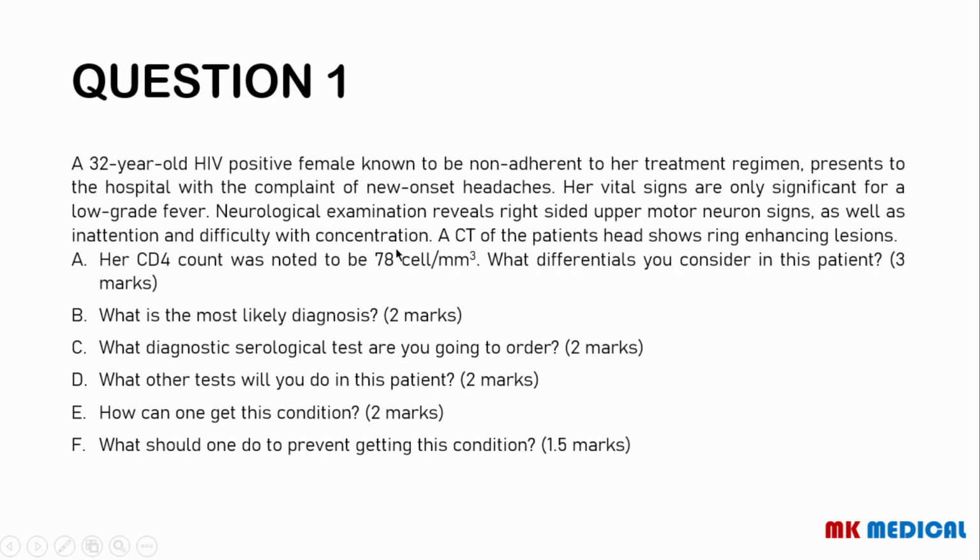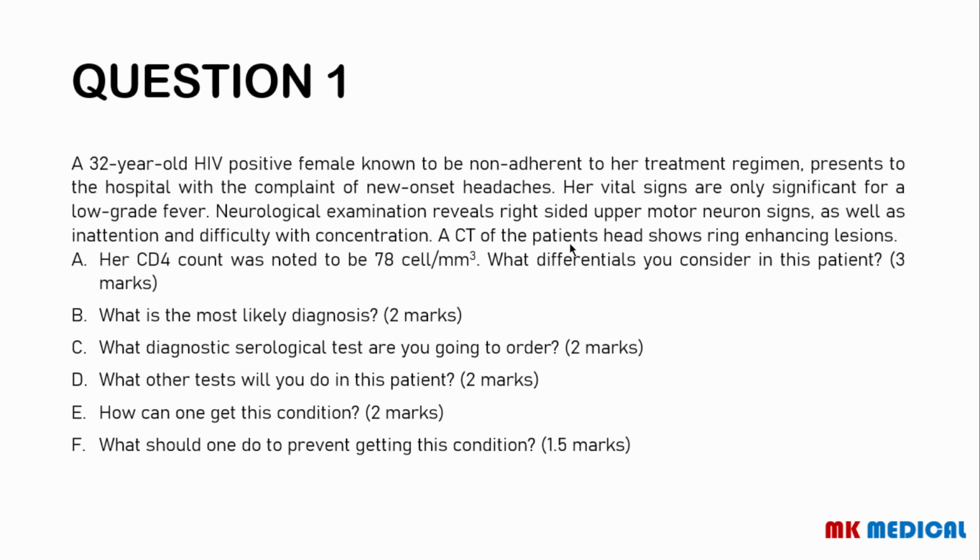In addition, this woman is showing some focal neurological signs, where we see the right-sided upper motor neuron signs, as well as inattention and difficulty with concentration. And of course, our CT further confirms that you have the ring-enhancing lesions, which almost always gives you the diagnosis. So the differentials that I may consider, from most likely to least likely, number 1 on the list would obviously be CNS toxoplasmosis.